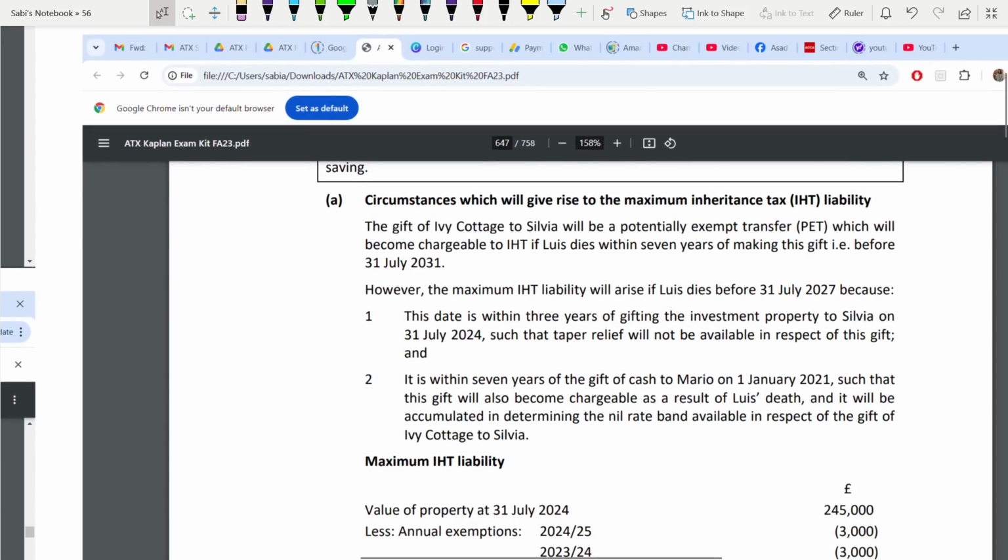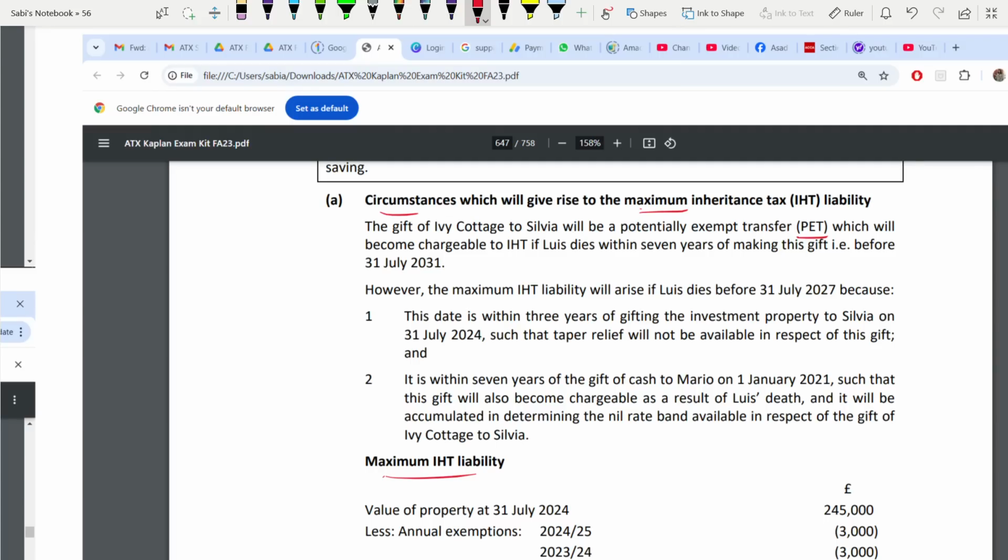So they told you the maximum circumstances which give rise to maximum IHT, and you need to calculate that. This is regarding a cottage, a gift of a cottage, a residential property. Always see whether it's a PET or a chargeable lifetime transfer. Whenever it is to a trust, it is a chargeable lifetime transfer, and when it is given to an individual, it's a PET. Mostly they will give you a PET. And the question is whether it will be chargeable or not.